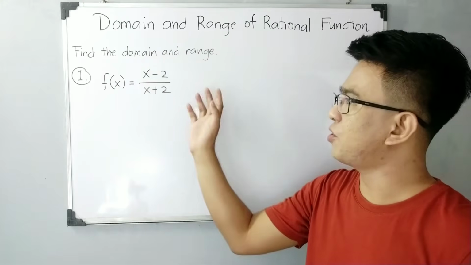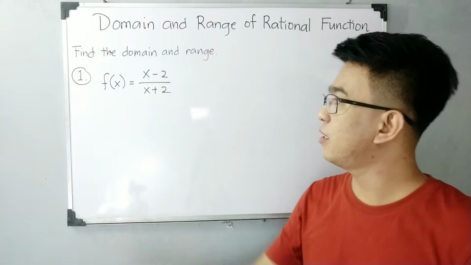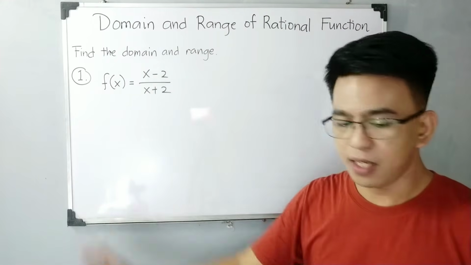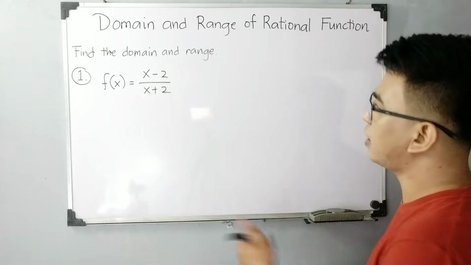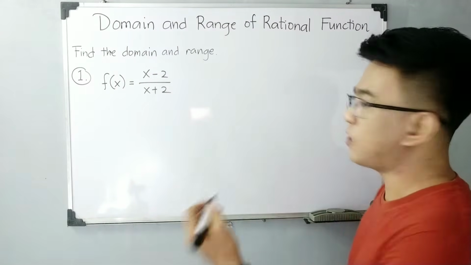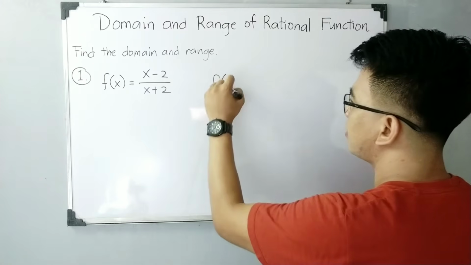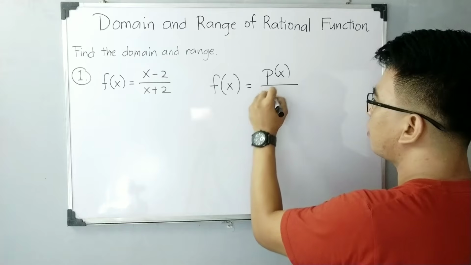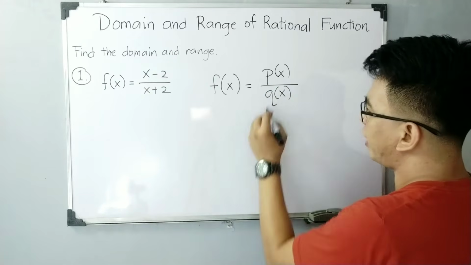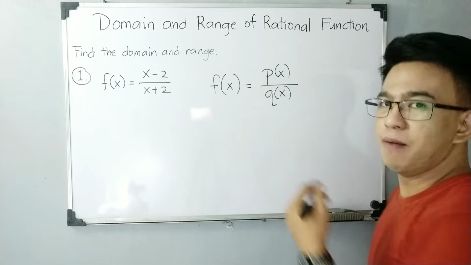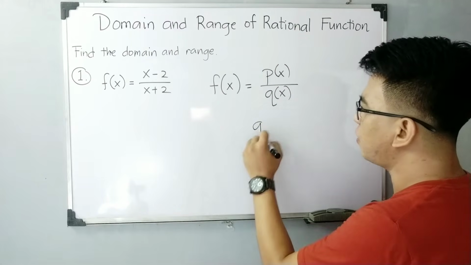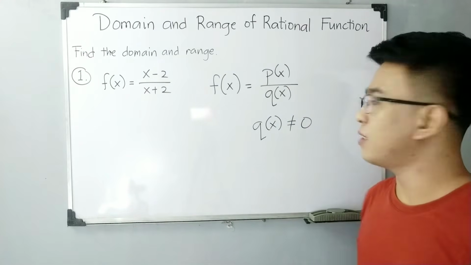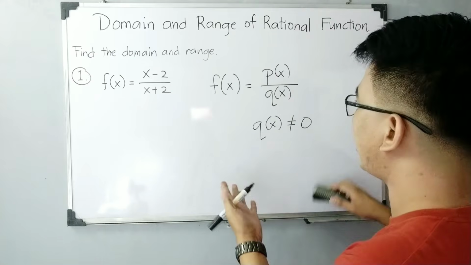Find the domain and range. We are given the function f of x is equal to x minus 2 over x plus 2. Before we go to this, guys, let me remind you that our general representation for a rational function is f of x is equal to p of x over q of x, wherein we have a restriction: for it to still be a rational function, your q of x should not be equal to 0. The denominator should not be equal to 0. So, this is what we need to look at.